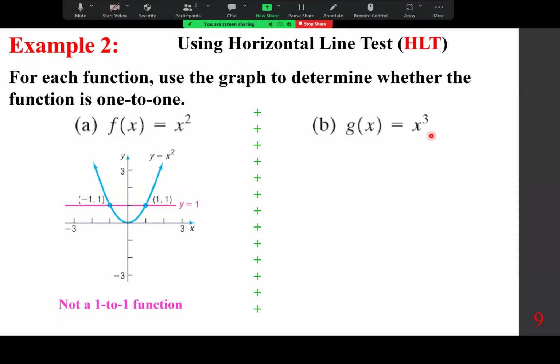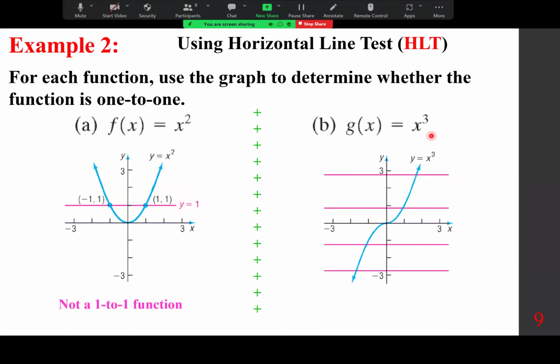On the other hand, y equals x cubed, you know how to graph it. You cannot come up with any horizontal line that crosses the graph more than once, and therefore it makes it a one-to-one function. So this fails the HLT, this does not. This is not a one-to-one function, this one is.